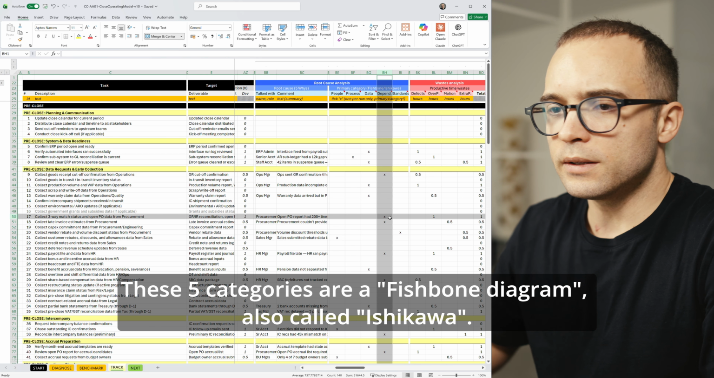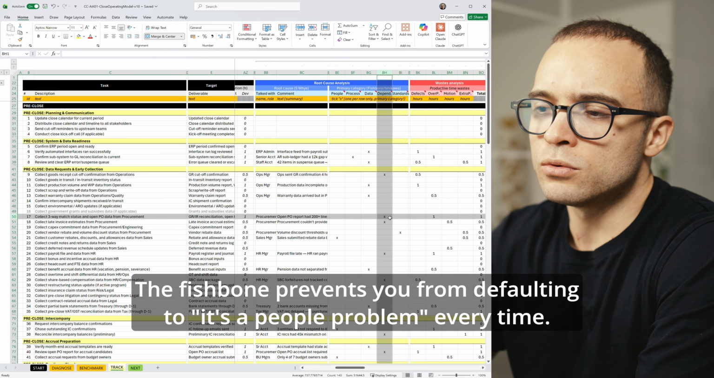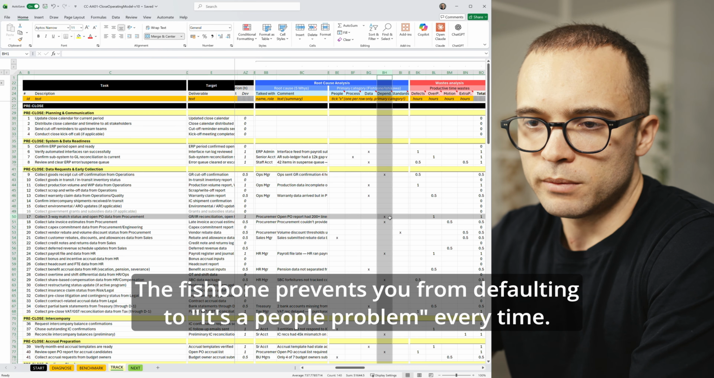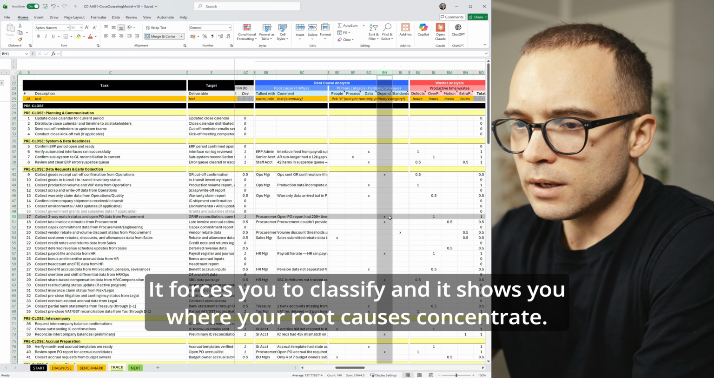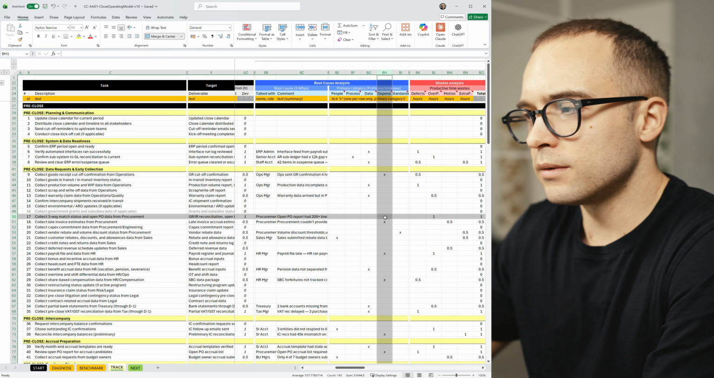These 5 categories are a fishbone diagram, a so-called Ishikawa. In manufacturing, the categories are man, machine, method, material, measurement. Here, they are adapted for the close. The fishbone prevents you from defaulting to it's a people problem every time. It forces you to classify, and it shows you where your root causes concentrate. If we have a look at the top, the dashboard counts how many tasks fall into each category.